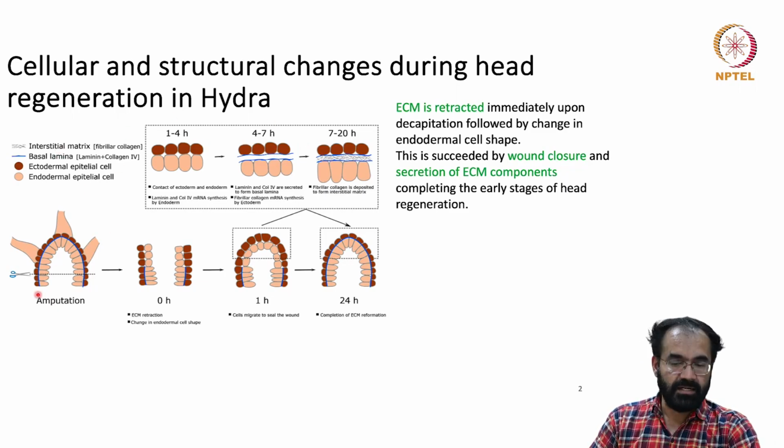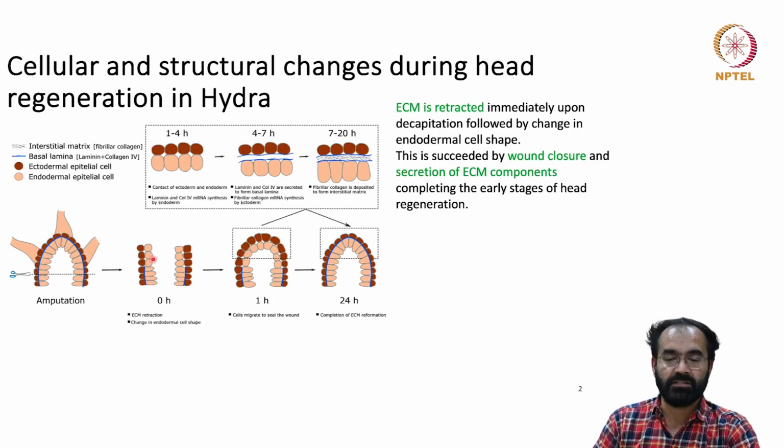As you can see here in the left extreme, before amputation, there is a head region and also the tentacles, and the scissors show the amputation plane. Soon after amputation, there is a retraction of this blue colored extracellular matrix, the so-called mesoglial structure, which is withdrawn back, and you can see the cells which were elongated. These are endodermal cells, light yellow, and the brown colored are the ectodermal cells.